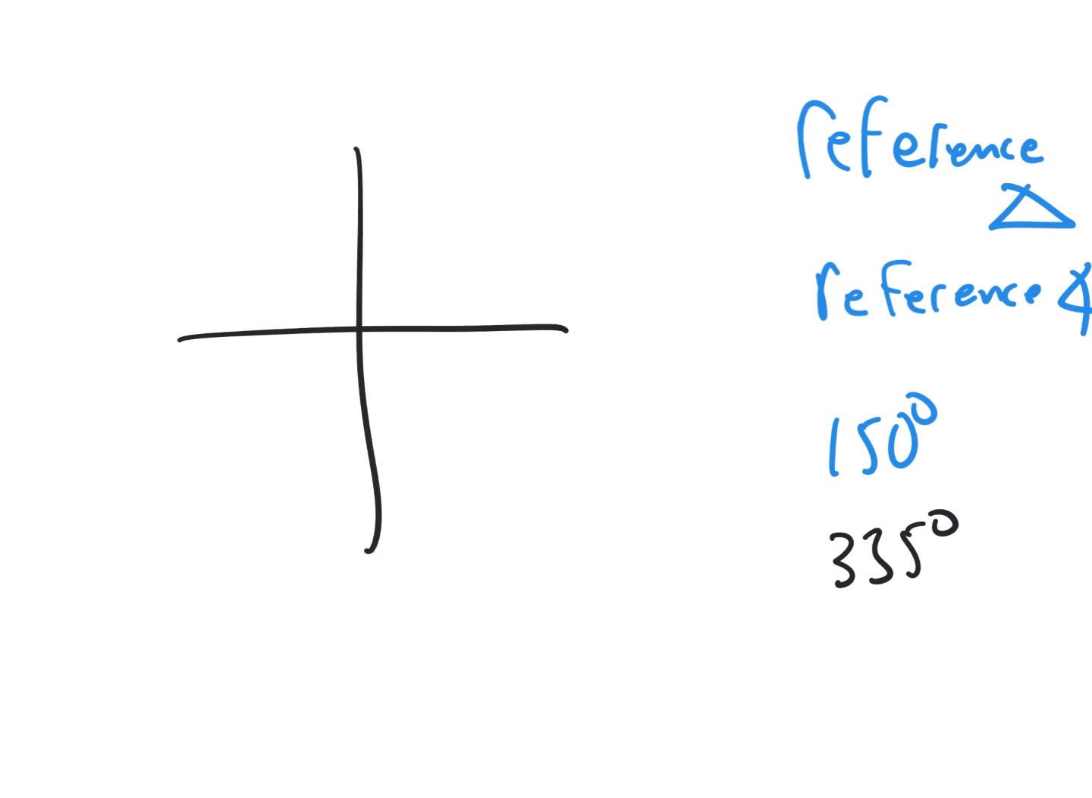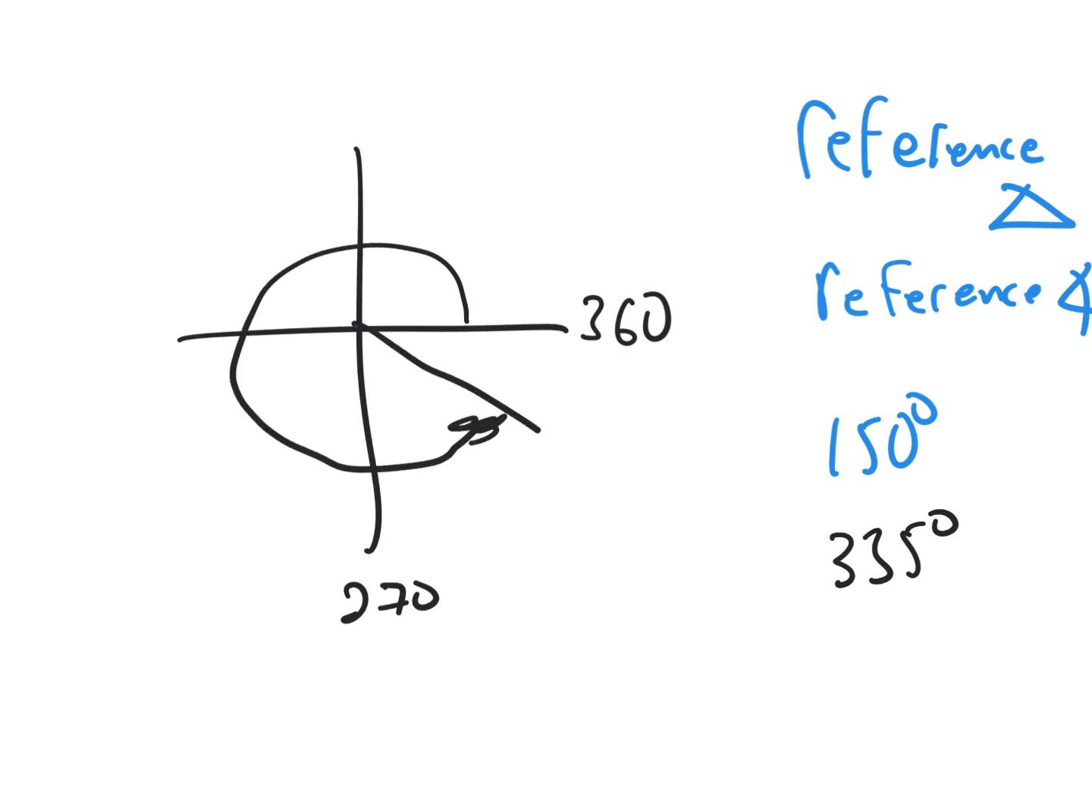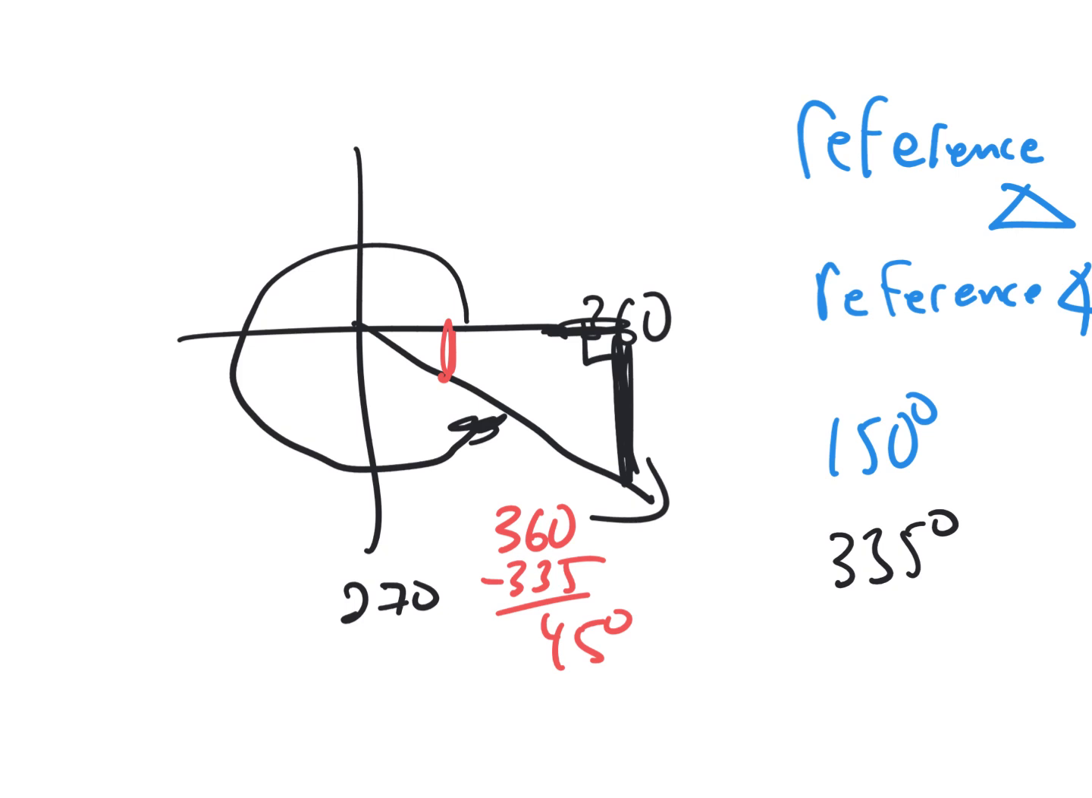335 is going to be, well, I know that's 270, and I know that's 360. So a 335-degree angle is going to be right about here. Here's the angle, here's my reference triangle. I'm coming back to the x-axis. So now I've got to find this angle here. We've gone all the way around, so we have to figure out what's left. In this case, it'll be 360 minus 335, and that's a 45-degree reference angle. That's that easy.